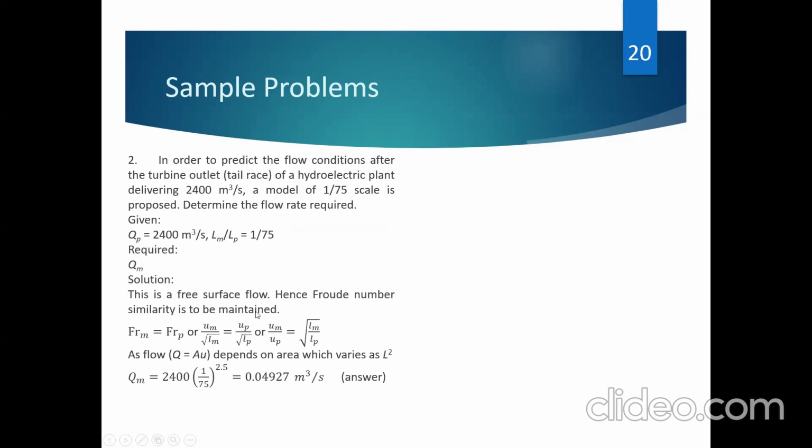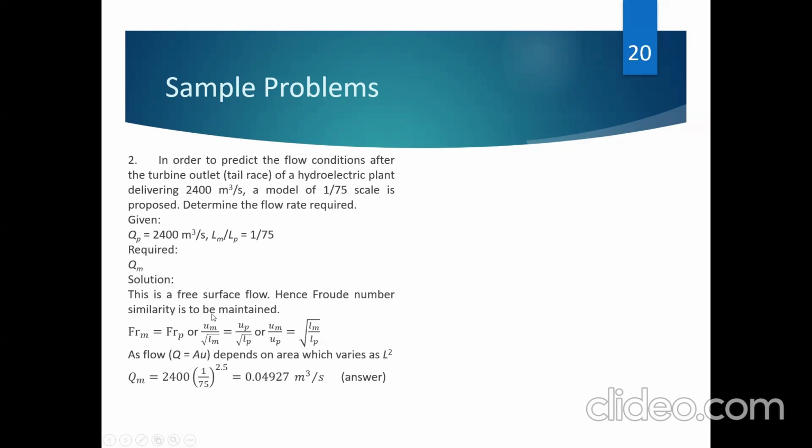In order to predict the flow conditions after the turbine outlet, tail race of a hydroelectric plant delivering 2,400 cubic meters per second, a model of 1 over 75 scale is proposed. Determine the flow rate required. So given Q_P is equal to 2,400 cubic meters per second, L_M over L_P is 1 over 75. Required is Q_M. Solution: this is a free surface flow kasi tail race, yung outlet niya, yung parang lock doon. So, ito, turbine, yan.